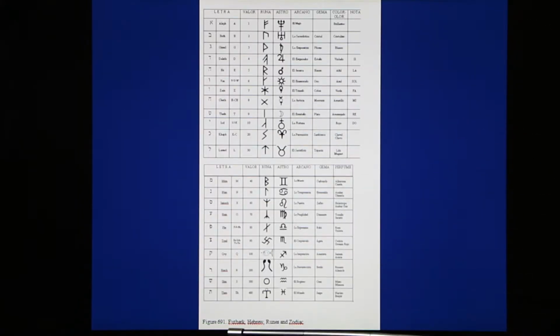Here we have a comparison between Futhark, Hebrew, runes, and the zodiac. Again, showing that there is a larger cosmological connection that we had not thought of. And now I take the Arabic alphabet and go through it. Remember I showed you that cosmological chart where I link it with the 28 stars and the 28 manazil, which is the Arabic word for the nakshatras or the Xiu of the Chinese.